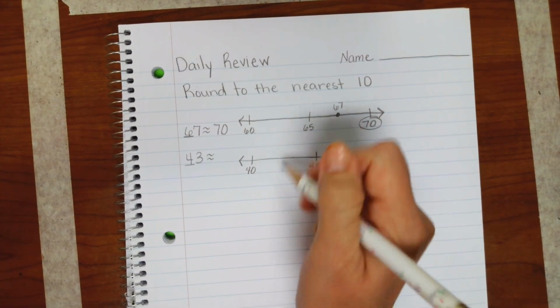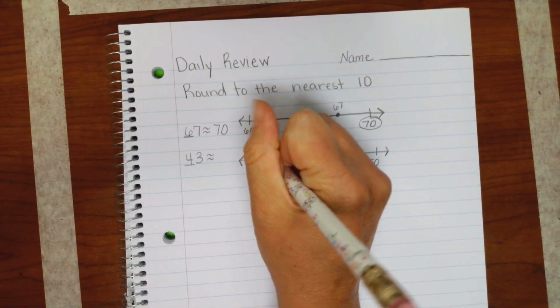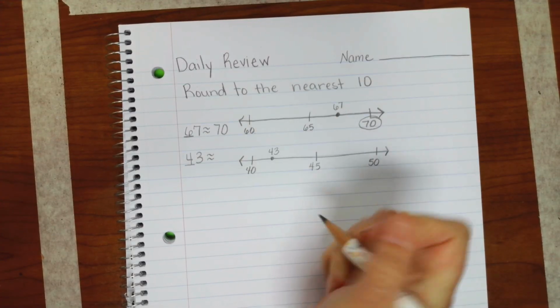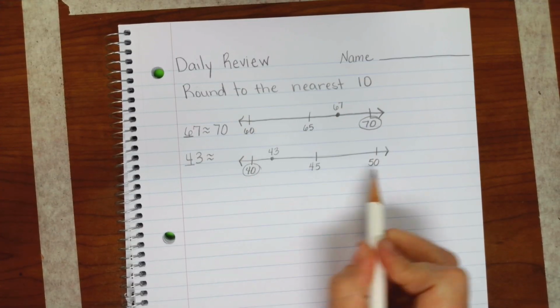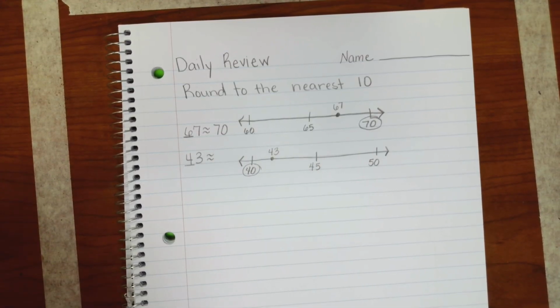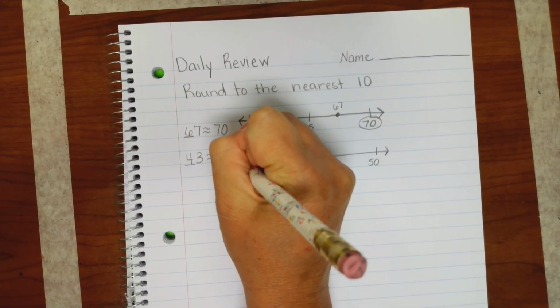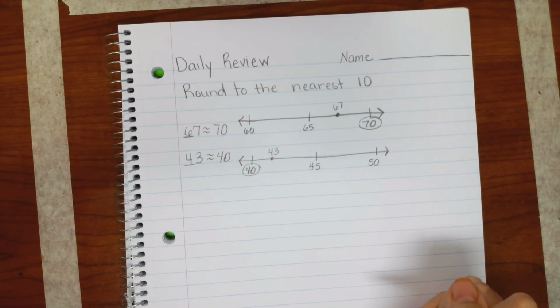So 43 is going to be on this side of the number line. That's where my data point's going to be. So it's closer to 40, because 50 is all the way over here, and we never round to our midpoint. So therefore 43 rounds to 40. Sure hope you got that right, because this is Miss Haycraft checking, and it'll tell me if you missed it or you got it correct on Edpuzzle.